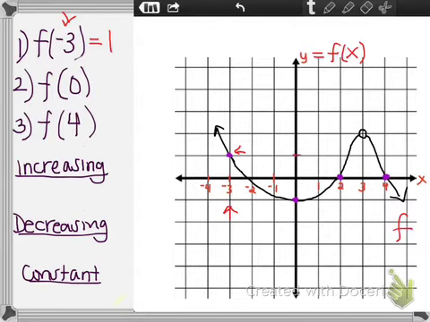Okay, and if it's not given, you can assume that the intervals go by 1 unit. So when we plug in -3, we get out 1. When we go to 0 on the x-axis, we get out -1. So f of 0 is -1, and f of 4, when you plug that in, you actually get out 0.